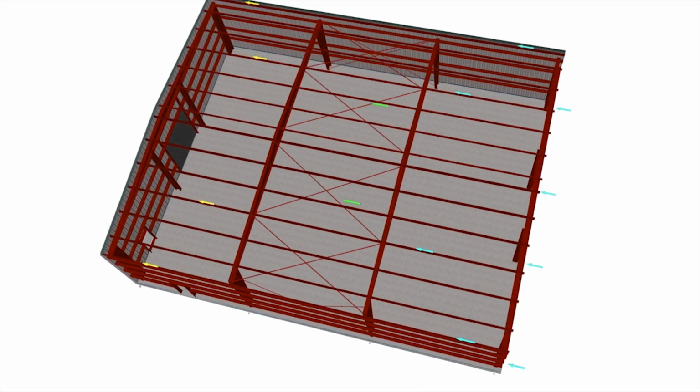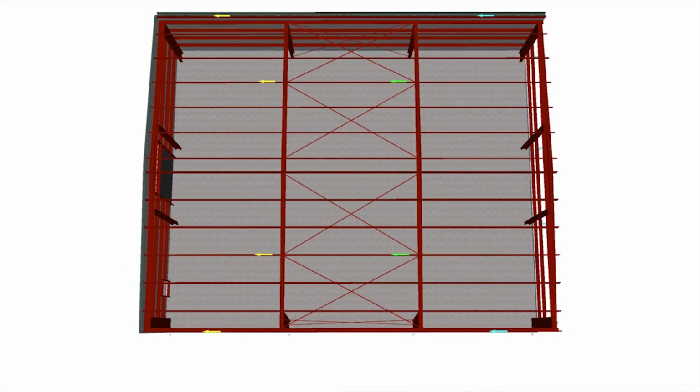The same effect happens with suction load on the leeward wall, shown in yellow, and this loading combines with the windward wall and is the total load that the X bracing sees, shown in green.